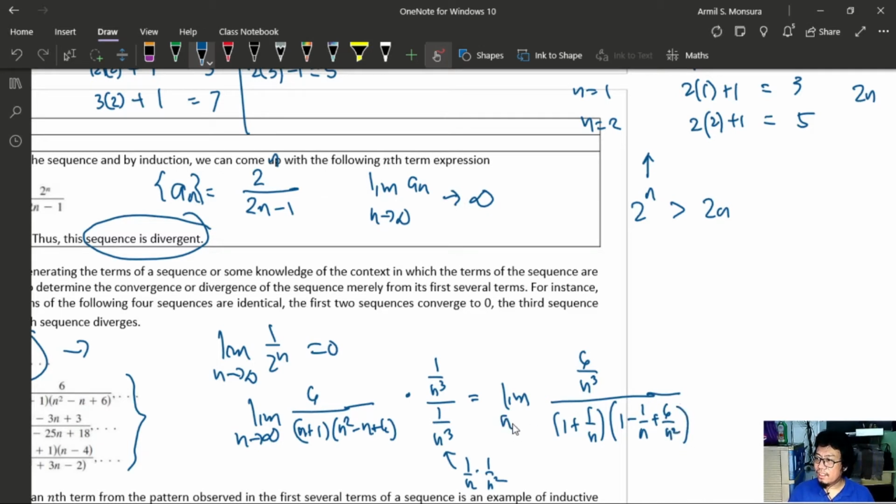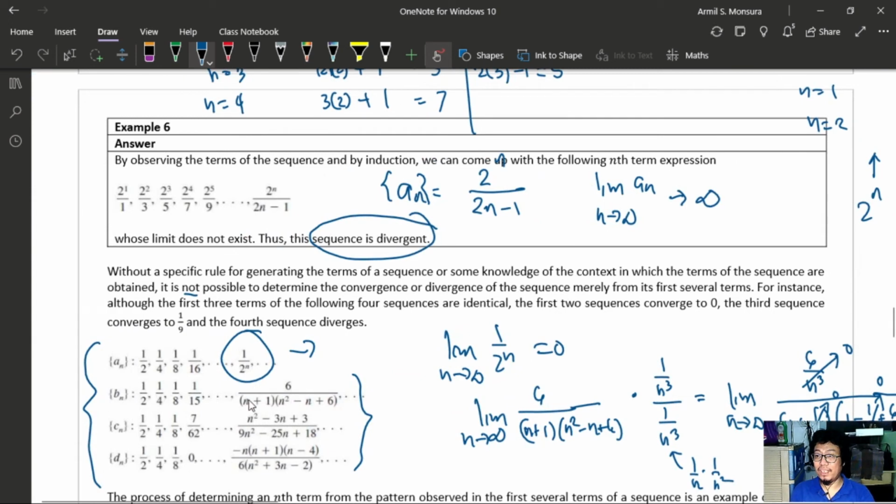Now, as n approaches infinity, this becomes 0, this becomes 0, this becomes 0, this becomes 0. So therefore, this is 0 over 1 times 1. So this is 0. So the limit of this sequence is 0, and Bn is convergent. So you may be able to verify how these sequences can converge.